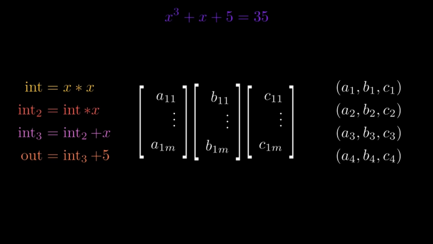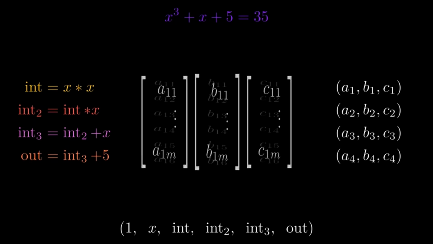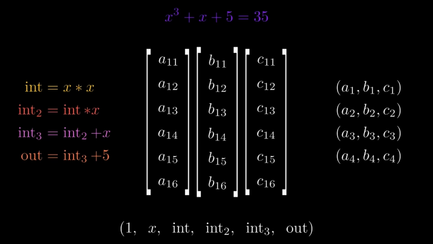Well, this depends on our circuit. Specifically, how many different values are we expecting to see in our circuit. For example, here we're going to have 1 for all constant values. We'll have x, we'll have intermediate, intermediate 2, intermediate 3, and what we're calling the output value. So 6 items means our vectors have 6 entries.